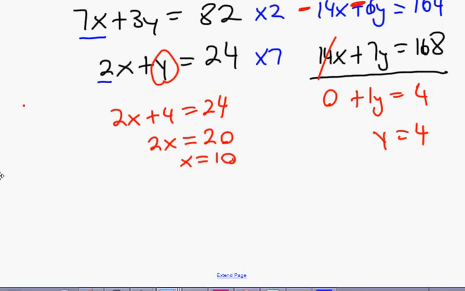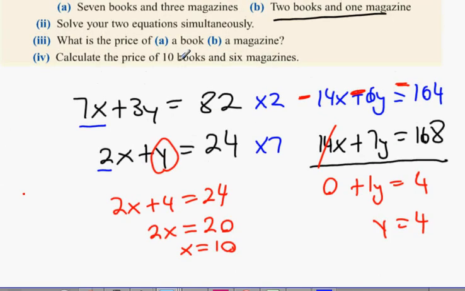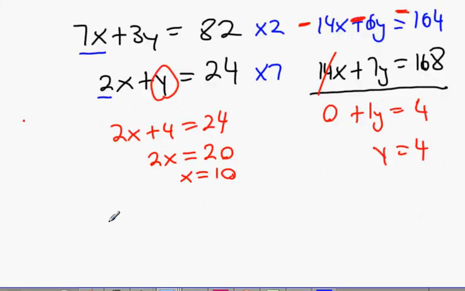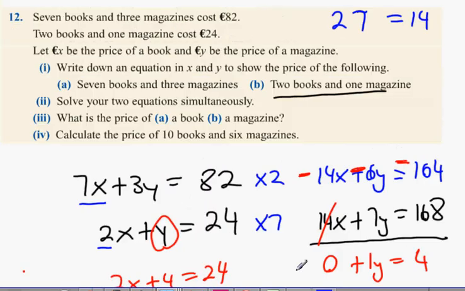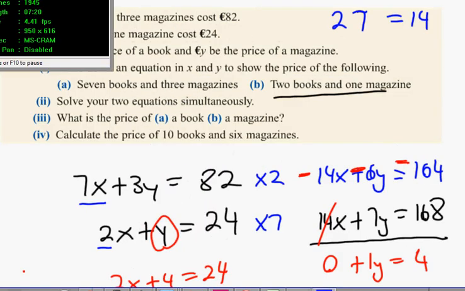Now, we haven't done the last question yet. Calculate the price of 10 books and 6 magazines. 10 books: 10 by 10 is 100. 6 magazines: 24. Add them together. 124. Okay, guys. Let's pause it there.